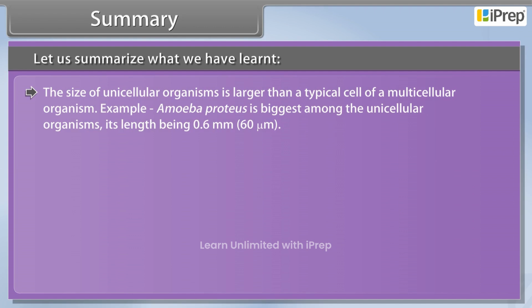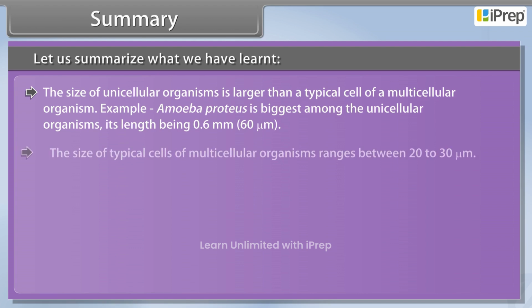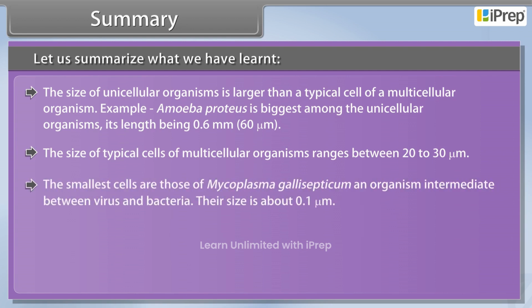Example, amoeba protus is biggest among the unicellular organisms, its length being 0.6 millimeter, that is 60 micrometer. The size of typical cells of multicellular organisms ranges between 20 to 30 micrometer. The smallest cells are those of Mycoplasma gallisepticum, an organism intermediate between virus and bacteria. Their size is about 0.1 micrometer.